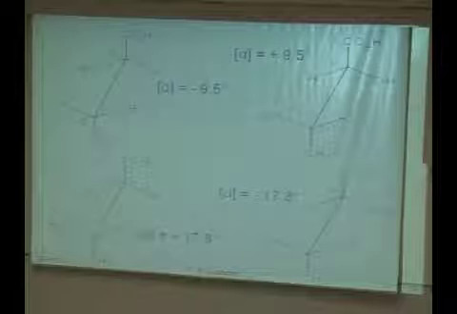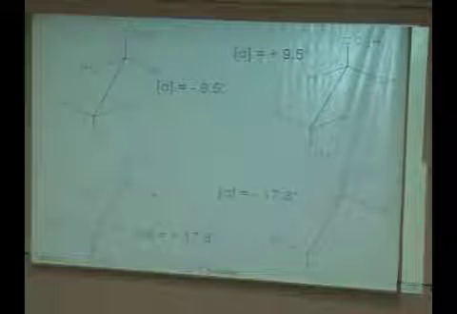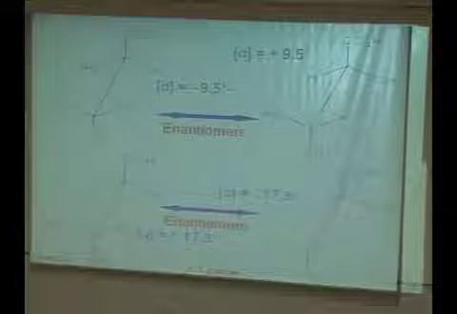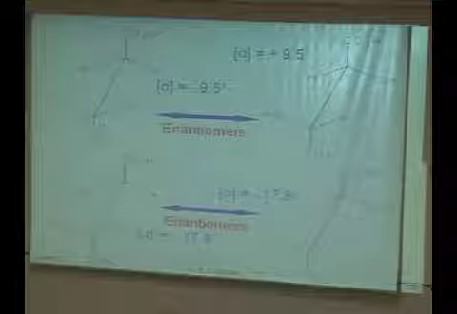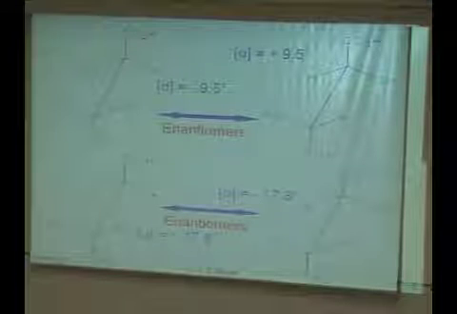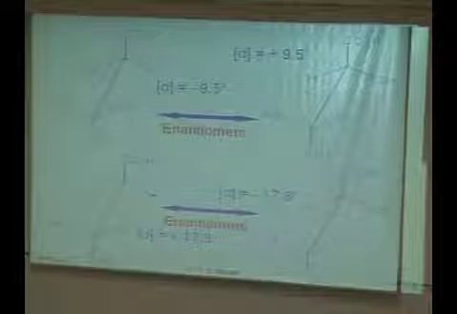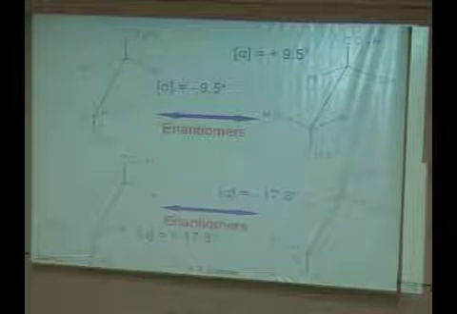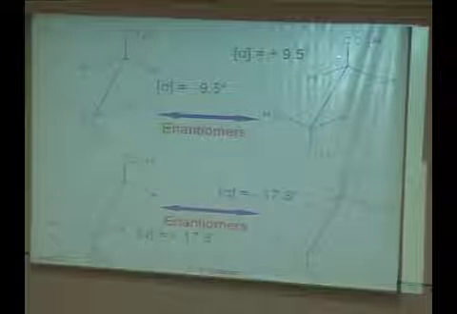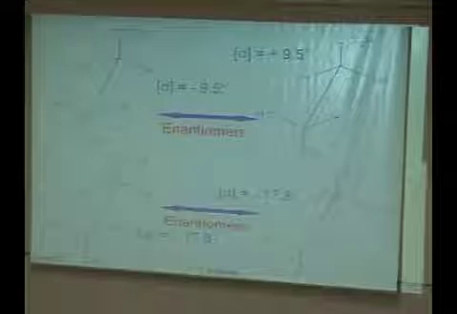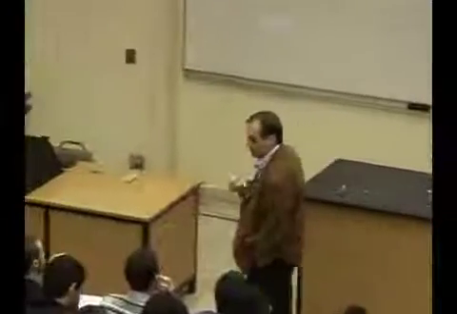Now, this has a specific rotation of minus 9.5. This has a specific rotation of plus 9.5. The relation between these two is an enantiomeric relation. These two are enantiomers. And these two are enantiomers. While the relation between this one and this one is what? The stereo. I have RS and I have SS, diastereomers. So not all relations are enantiomers. Stereoisomers that are not enantiomers are diastereomers.